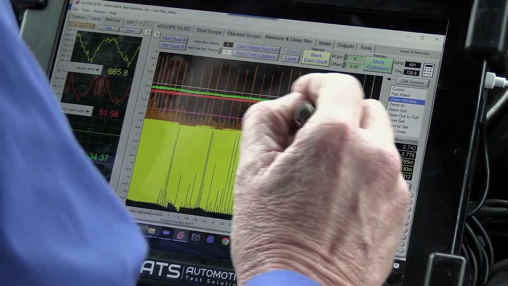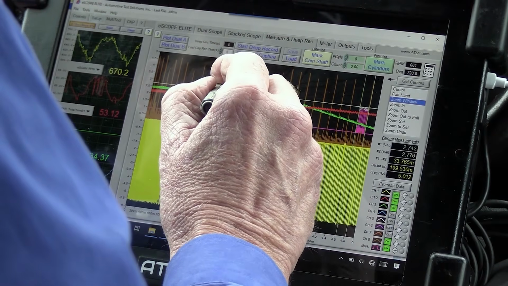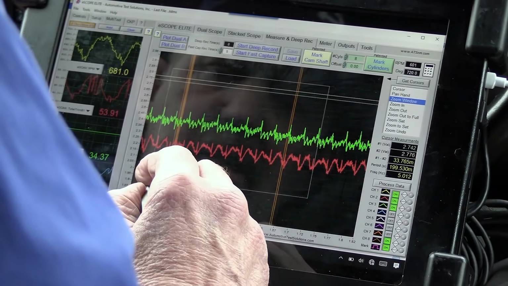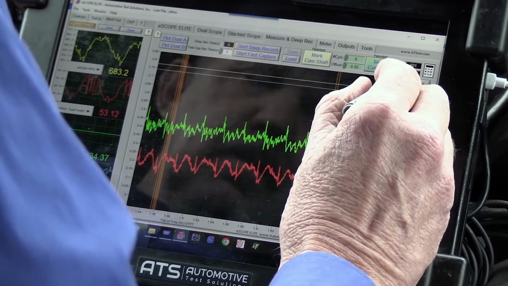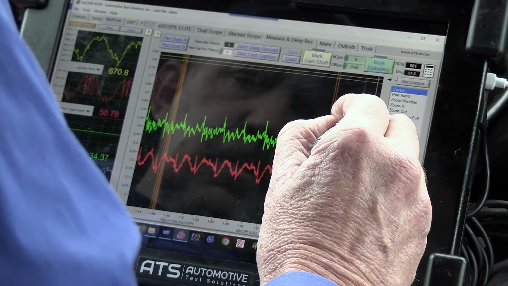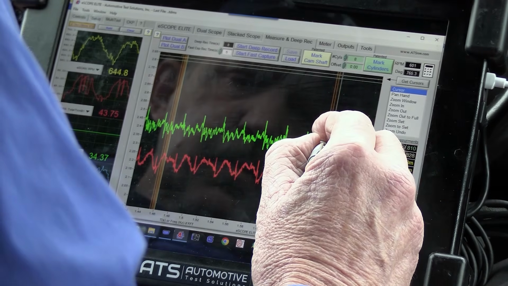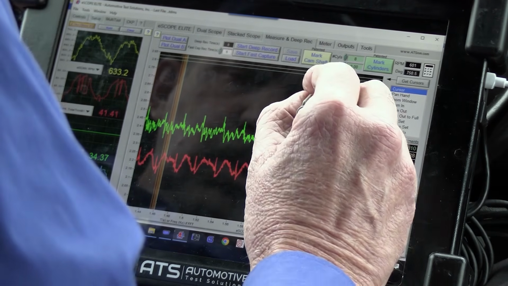Let's look at where, so let's come in right over here. These look okay here. The pressure is not falling away here. I want to mark this on the number 1 ignition trigger.